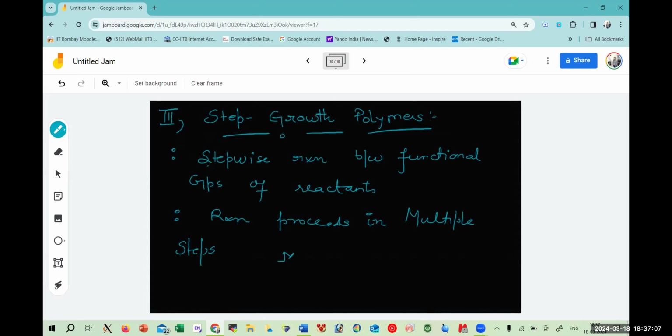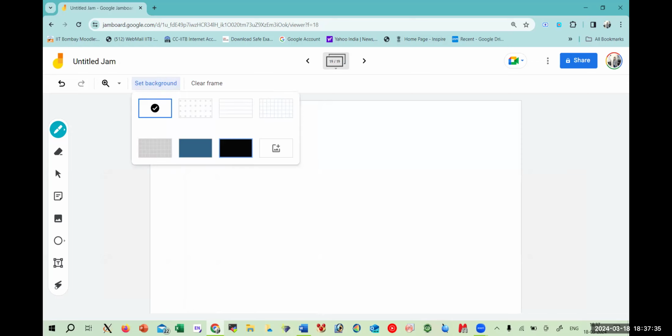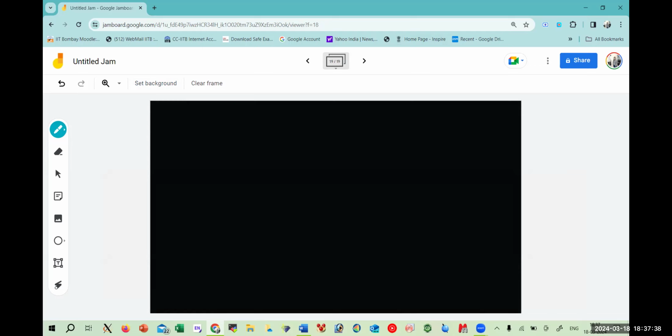Like we will be having monomer plus monomer. It would give you dimer. When dimer reacts with monomer, it would give you trimer. When trimer reacts with monomer, it gives you tetramer, and so on and so forth. So it goes in steps. It does not randomly take up. And when two high numbers are combined together, then the molecular weight would be more.